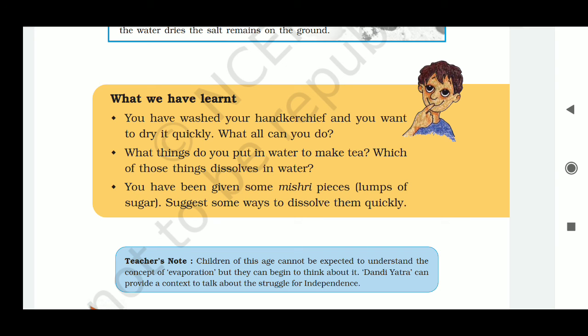So you have been given some lumps of sugar. Suggest some ways to dissolve them quickly.